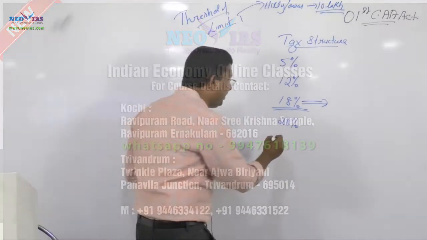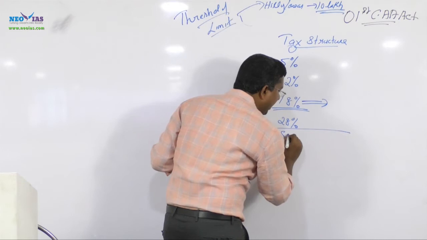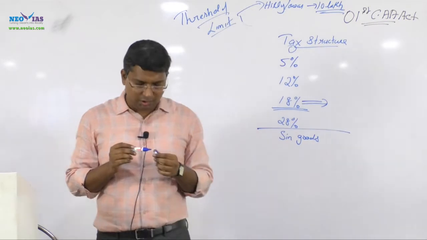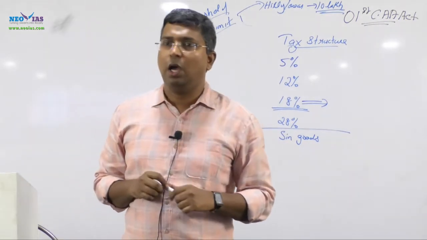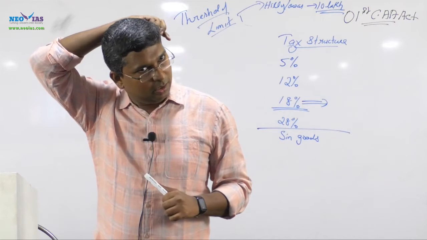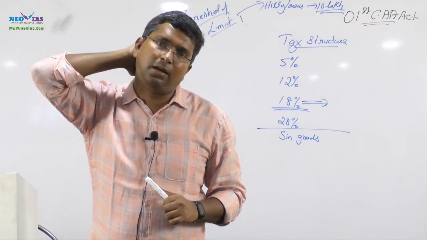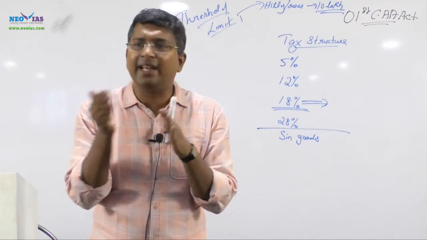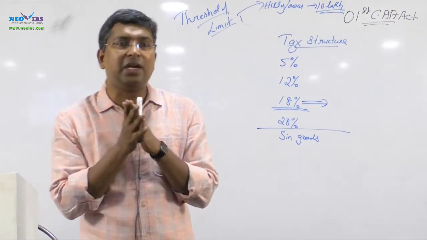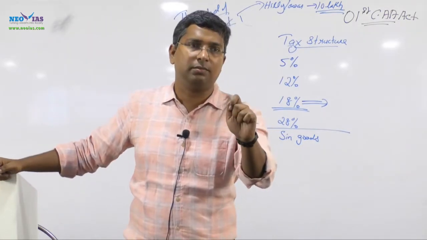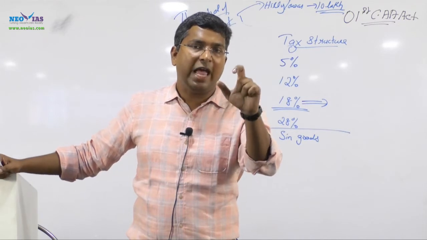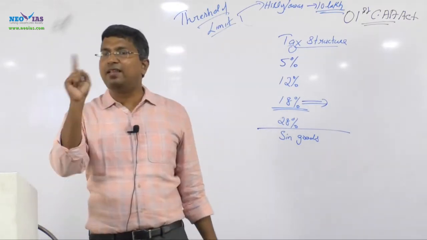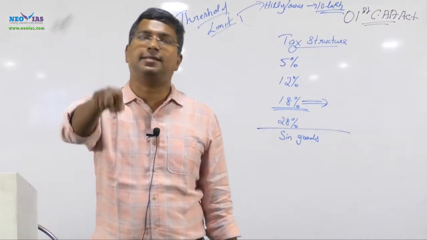And then it is also said that there are some sin goods, like tobacco, or demerit goods, or luxury goods. Sin goods are like pan masala, tobacco products, especially cigarettes. For sin goods, along with the highest tax slab, a cess will be imposed on that tax slab.